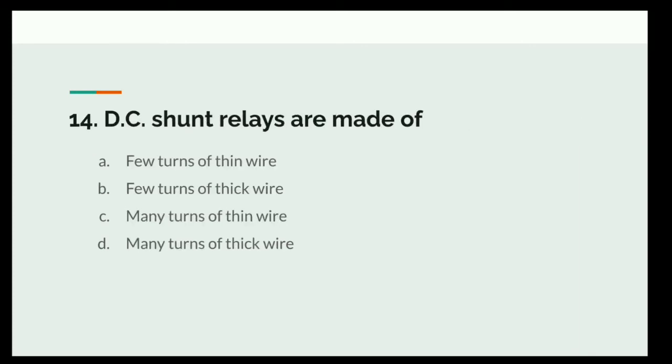Next question. DC shunt relays are made of A. Few turns of thin wire, B. Few turns of thick wire, C. Many turns of thin wire, D. Many turns of thick wire. And the correct answer is many turns of thin wire. So the next question.